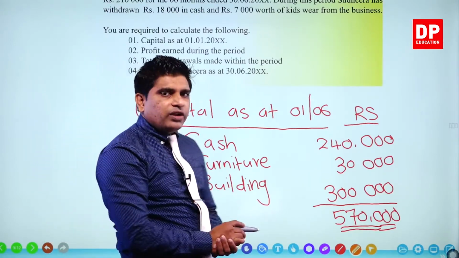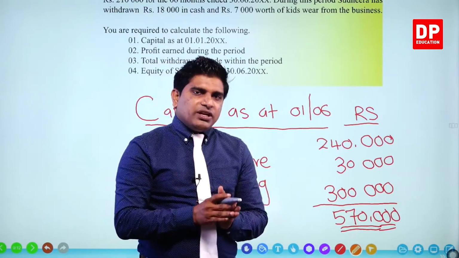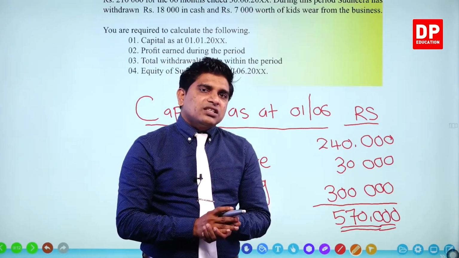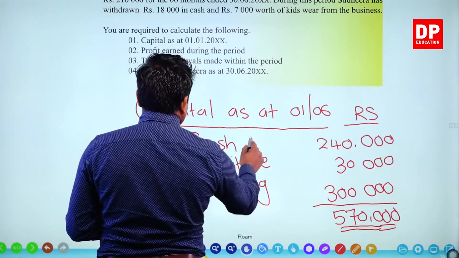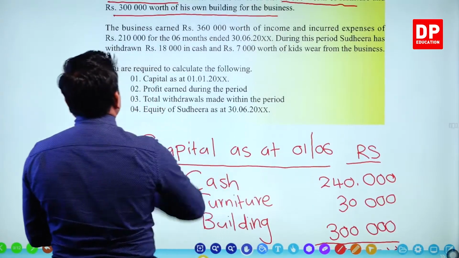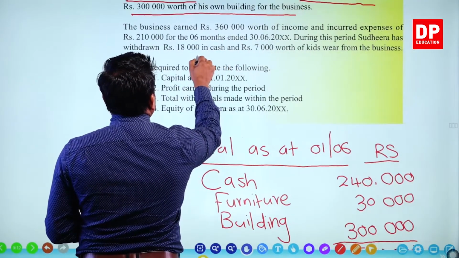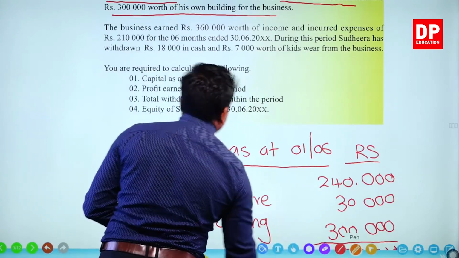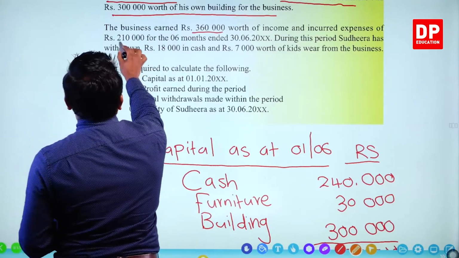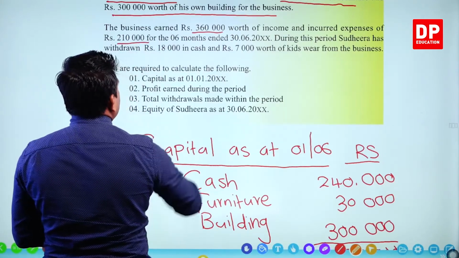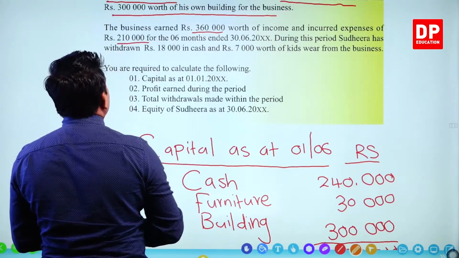Profit earned during the period. You know how to calculate profit, right? If you know the income and the expenses in the same year, the difference is profit. Now, when you read the question, you can find these details. The business earned 360,000 worth of income, and in the same period the expenses were 10,000. Then 360,000 minus 10,000, and you can see the profit.